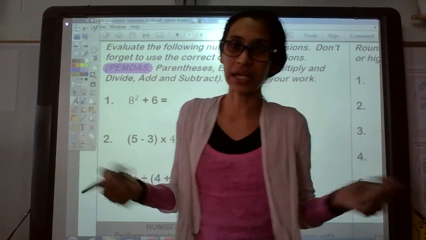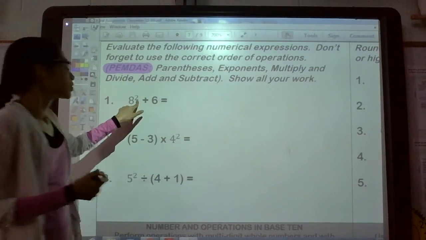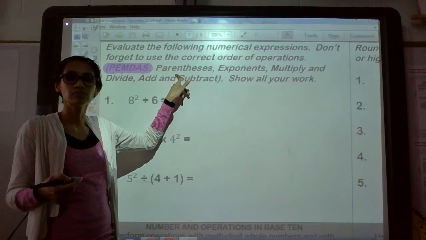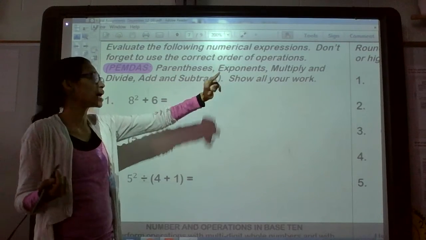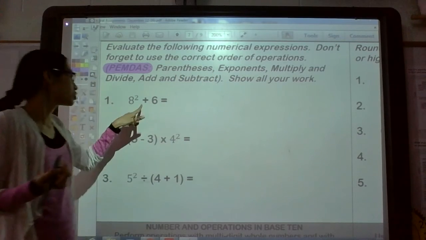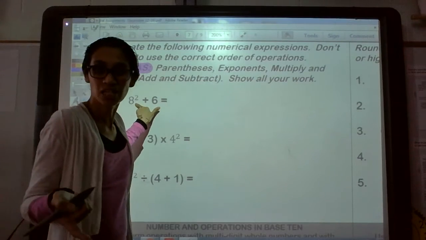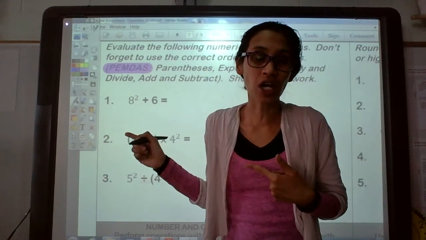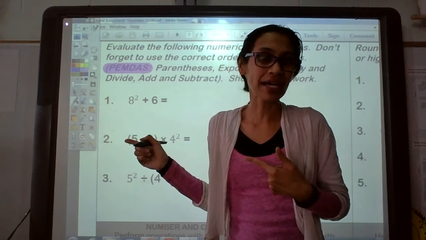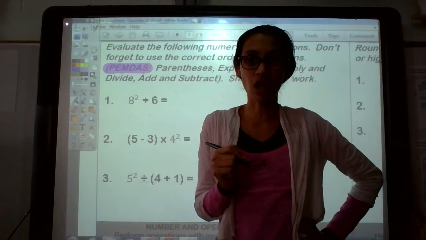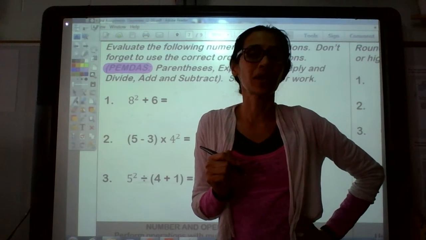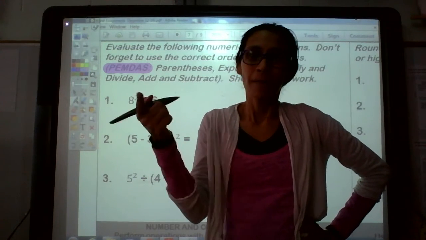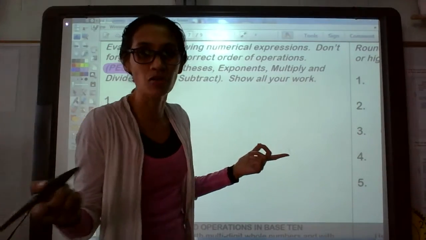All right, let's begin. Number 1, it says 8 to the second power plus 6. Do you see any parentheses? Oh no. Do you see any exponents? Yes, right there. You see that little bitty 2? That is an exponent. And do you know what exponents are? It gives that number the power to do something. Yes, numbers have powers just like you have powers also. What kind of power? It gives that number the power to multiply itself by itself.